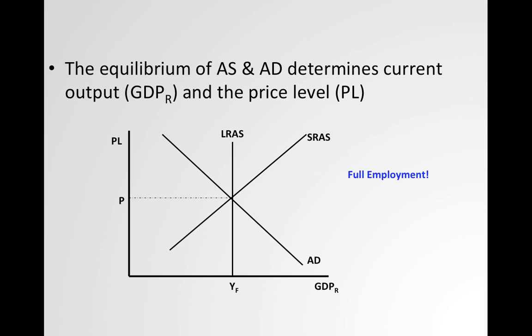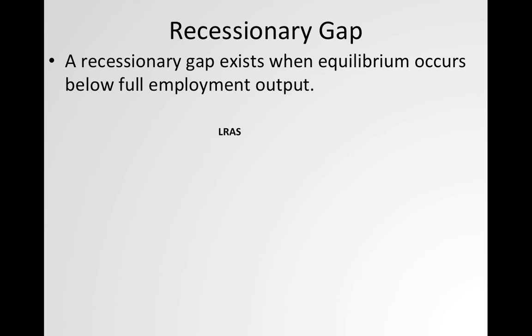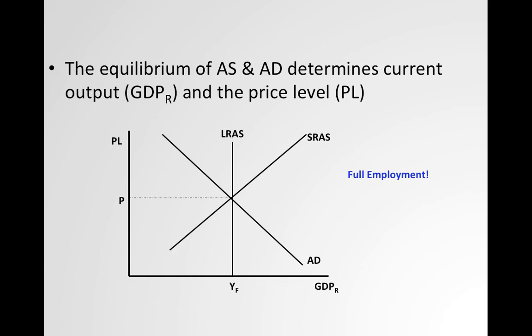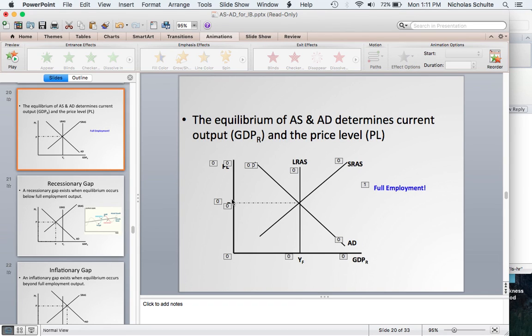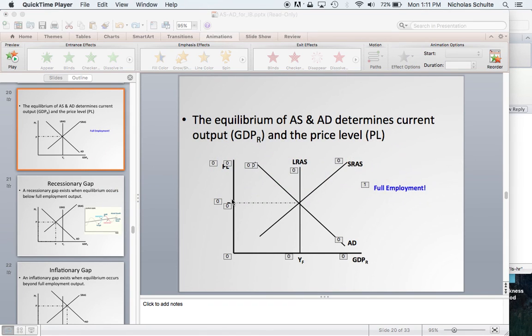Anyway, the next two concepts are called a recessionary and an inflationary gap. We'll show you how that's different in relation to this long-run level of output. But we'll save that for the next video.